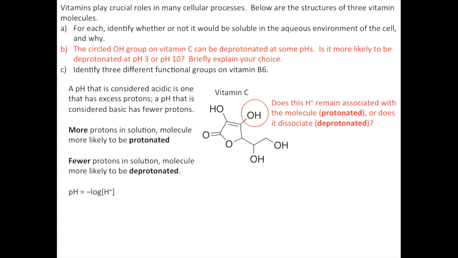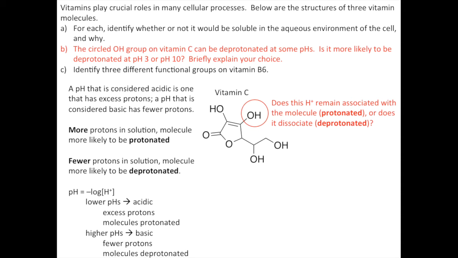Since pH is a measure of the negative log of the proton concentration, lower pHs, or those that are less than 7, are found in acidic solutions, which have excess protons and in which molecules will tend to be protonated. Higher pHs, or pHs greater than 7, are found in basic solutions, which have fewer protons and in which molecules will tend to be deprotonated.